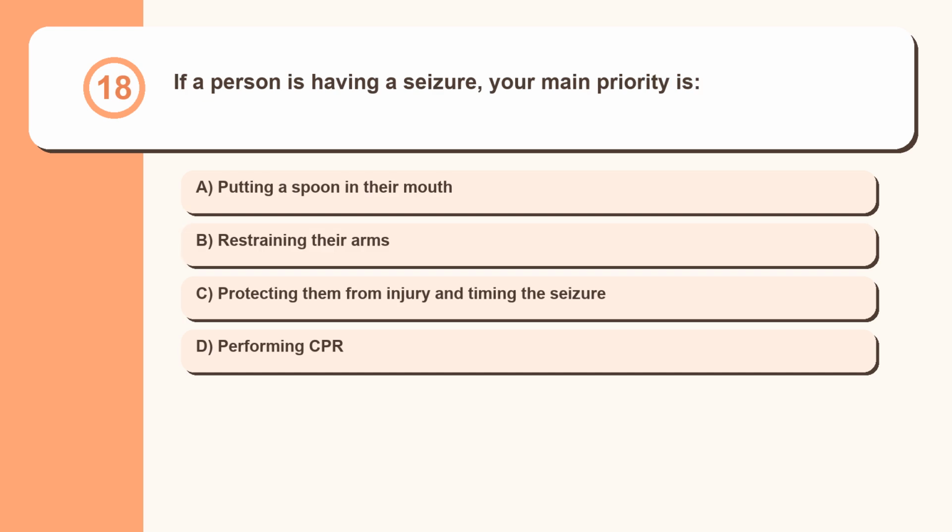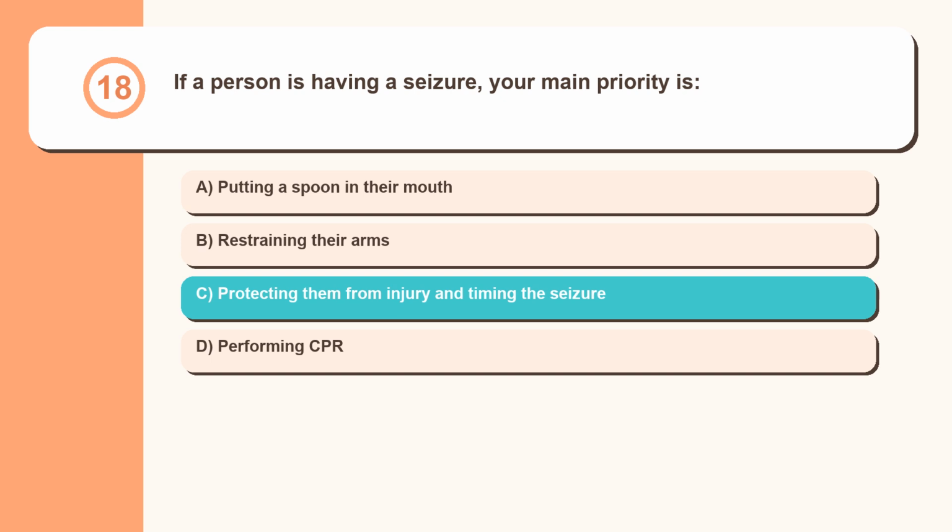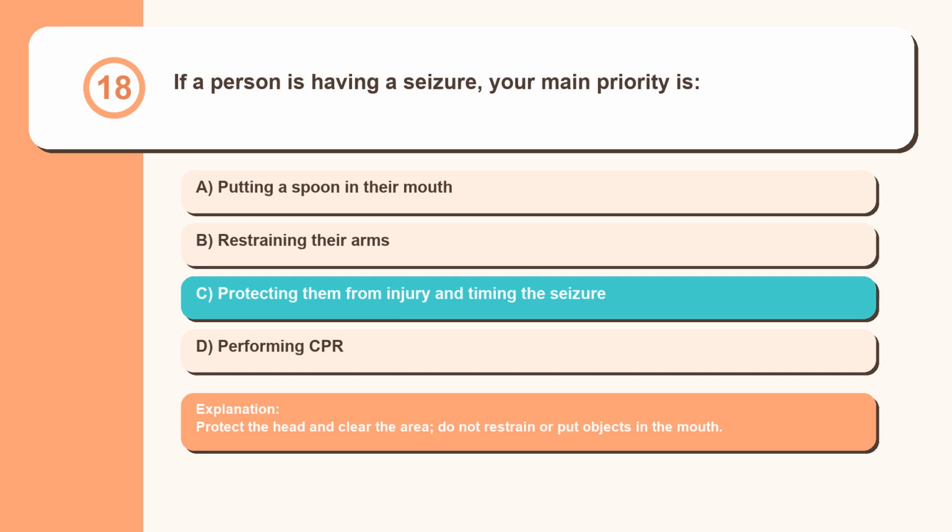Question 18. If a person is having a seizure, your main priority is putting a spoon in their mouth, restraining their arms, protecting them from injury and timing the seizure, performing CPR. Protect the head and clear the area. Do not restrain or put objects in the mouth.